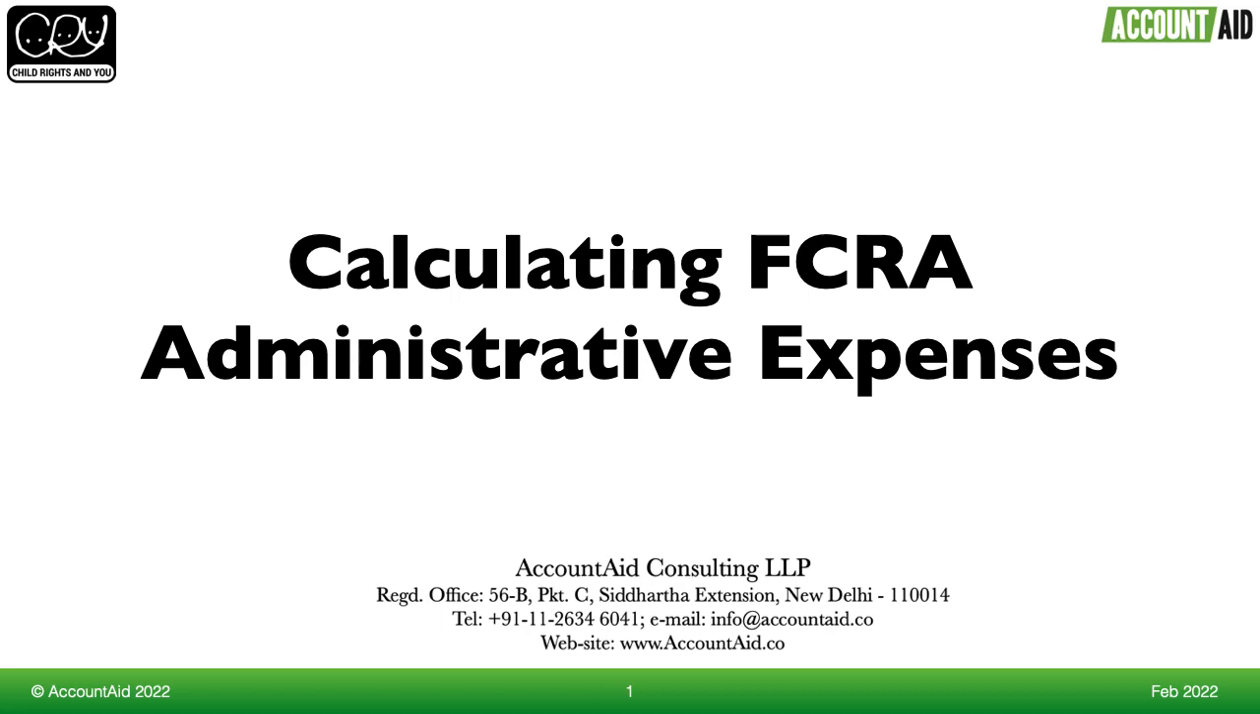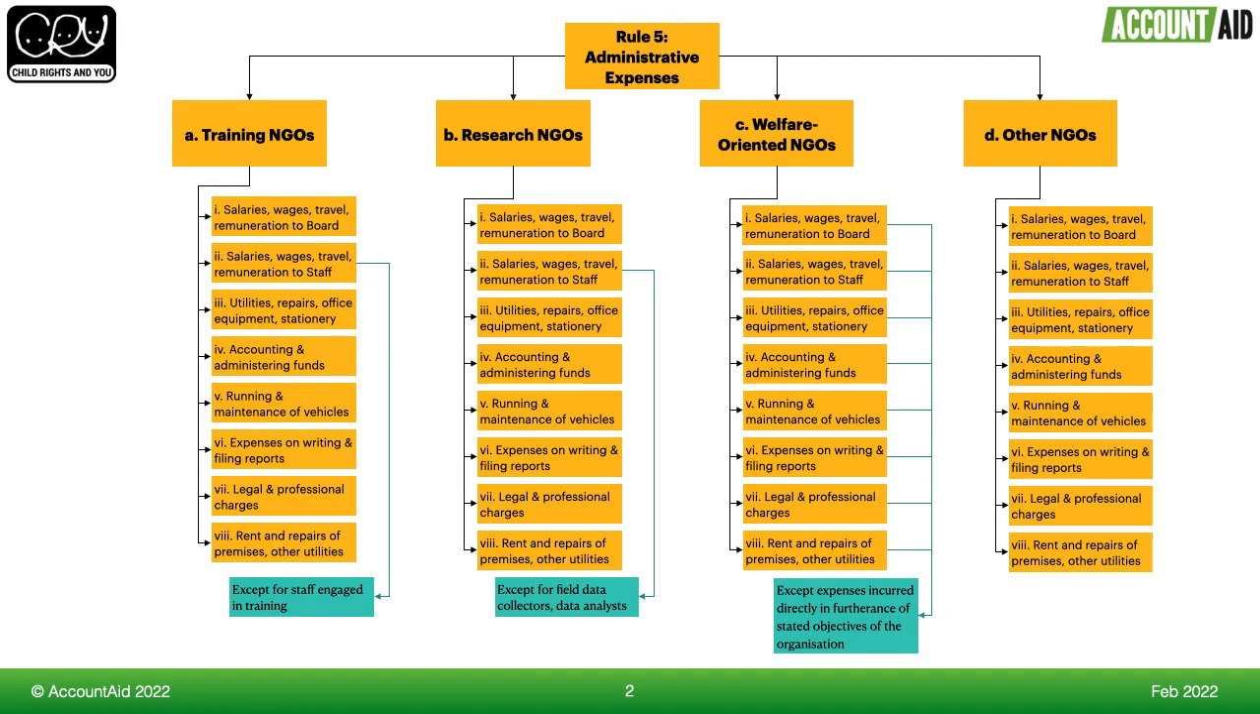So to begin, what we need to do is to identify what category of NGO we are. As you know, under FCRA, in Rule 5, it is explained that there are some exceptions or exemptions for NGOs engaged primarily in training, NGOs engaged primarily in research, and welfare-oriented NGOs. So this chart shows what kind of exceptions those are.